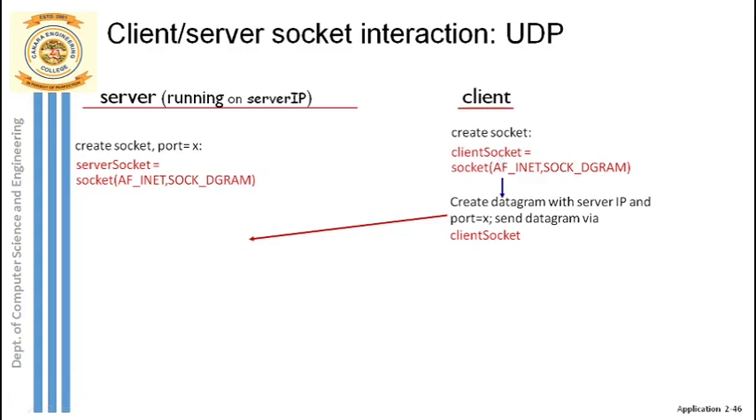Done. Okay, so that is our source port address now. Okay, so our client socket is created. In the same way, at the server side also we need a socket. The same UDP socket should be created at the server side also.